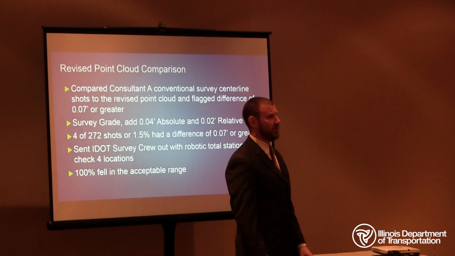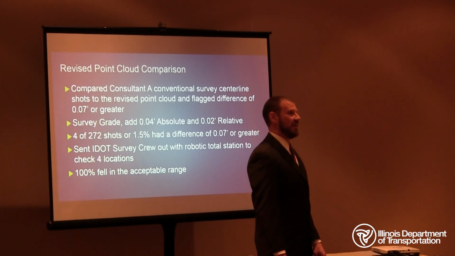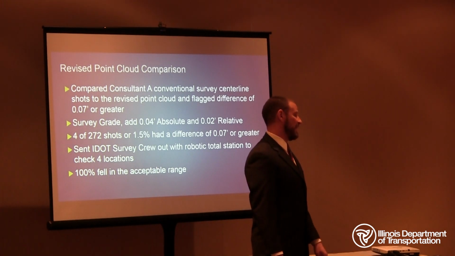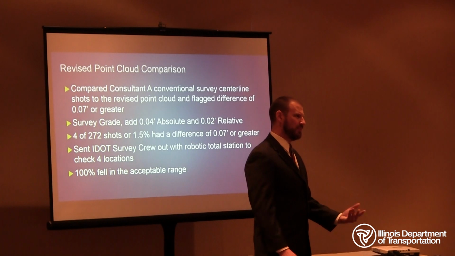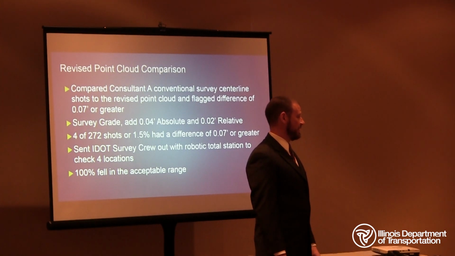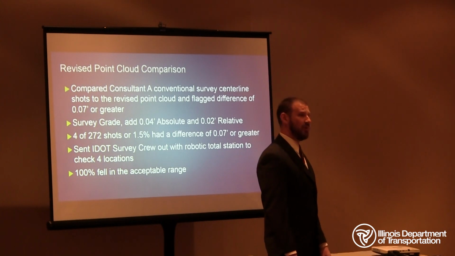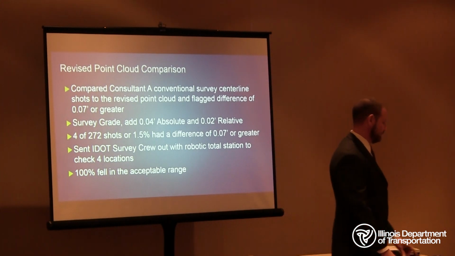Knowing that consultant A didn't use a robotic total station, I sent our survey crew back out there with a robotic total station to check those 4 locations. I did provide them with elevations so there was no bias. Once they came back, 100% of those shots fell within the acceptable range.